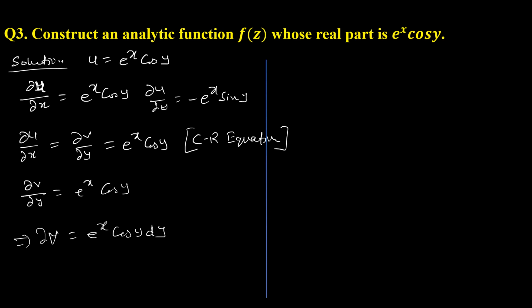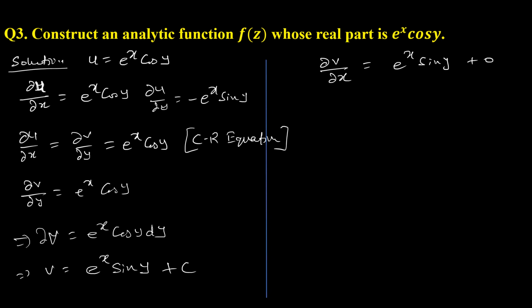By integrating, we can write v equals e to the power x sin y plus c. To check the value of c, again we take del v upon del x. So del v upon del x will be e to the power x sin y plus 0, that we can get.